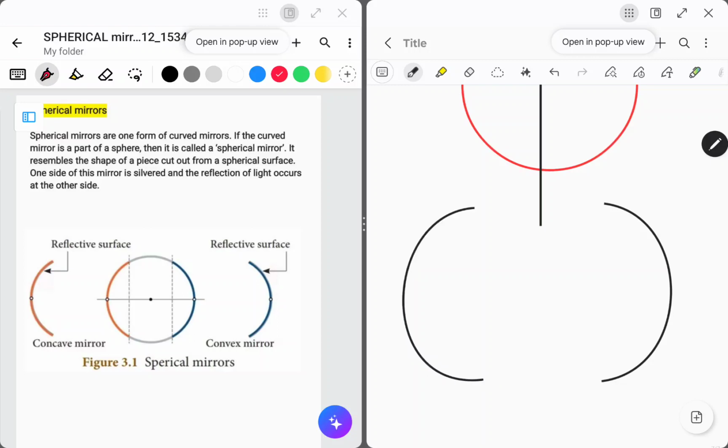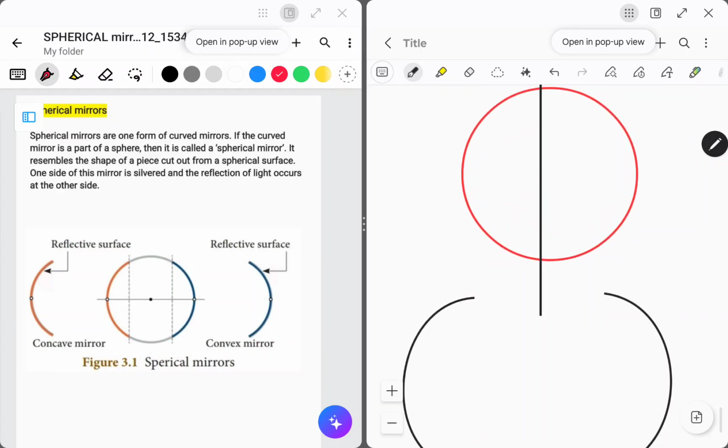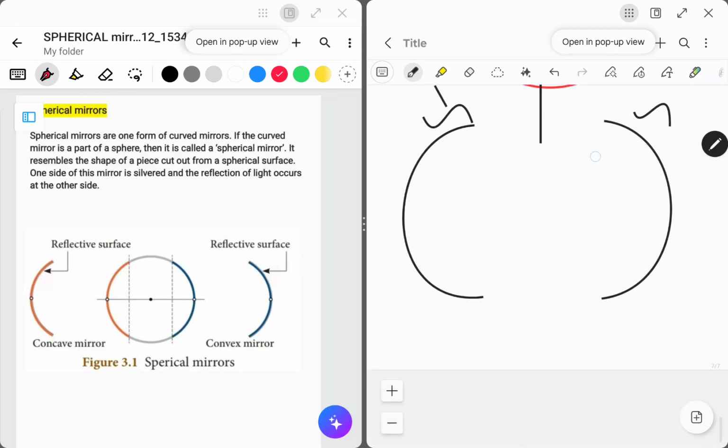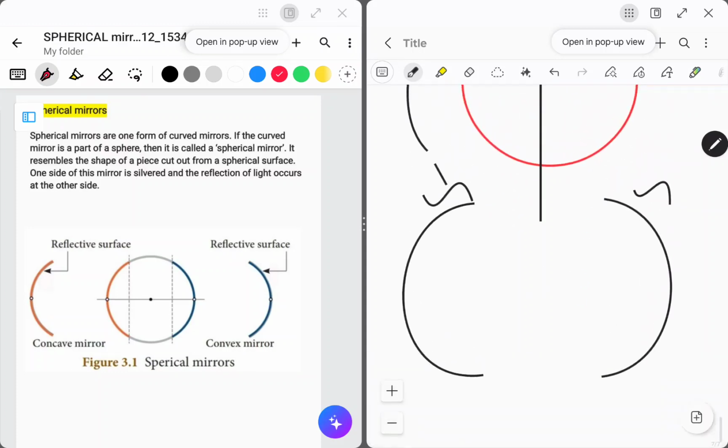So listen, spherical mirrors are a form of curved mirrors. Curved mirrors are part of what? They are part of spheres, nothing but spheres. So curved mirrors are also called spherical mirrors, or spherical mirrors are also called curved mirrors.